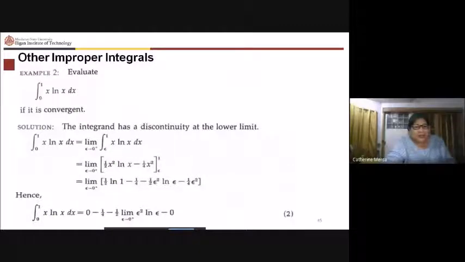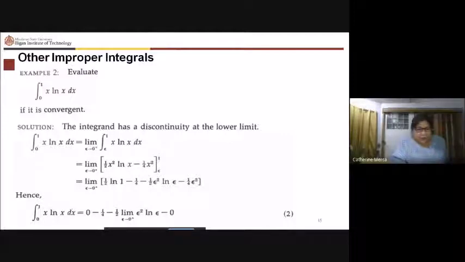Evaluate x ln of x from 0 to 1. Okay. If this is the case, what happens? The integrand has discontinuity at the lower limit. Kung wala man tay, you will have x, 0, ln of 0. So that's why, malapas po gamay, you will have epsilon approaches 0 from the right. So greater than 0 siya balik. So which is greater than 0, then when you have 1/2 x squared ln of x minus 1/4 x squared from epsilon to 1, then you can actually rewrite this as kanina, no?